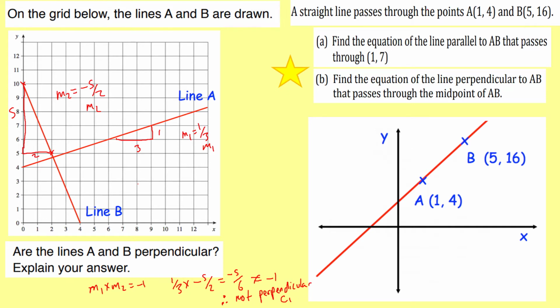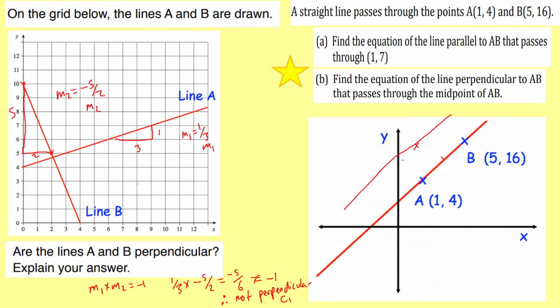Right, good job. The second one, straight line passes through those points, it's here. Find the equation of the line parallel to AB that passes through 1, 7. So 1, 7, that's 1, so it's going to be parallel, and it's going to go something like that, if I could draw a straight line on this.